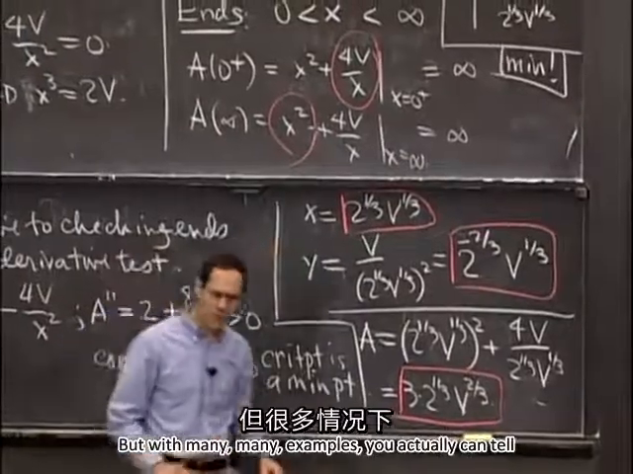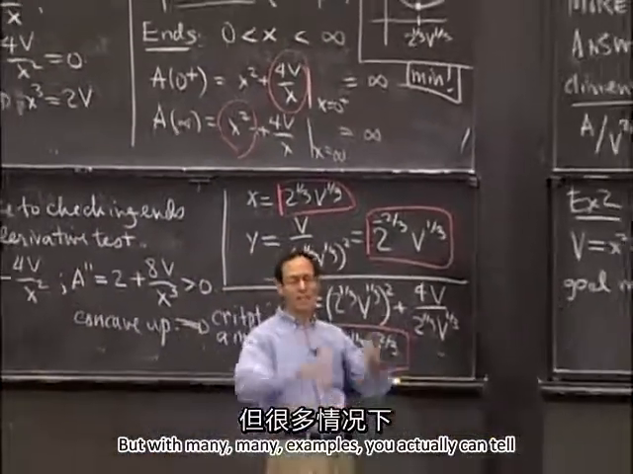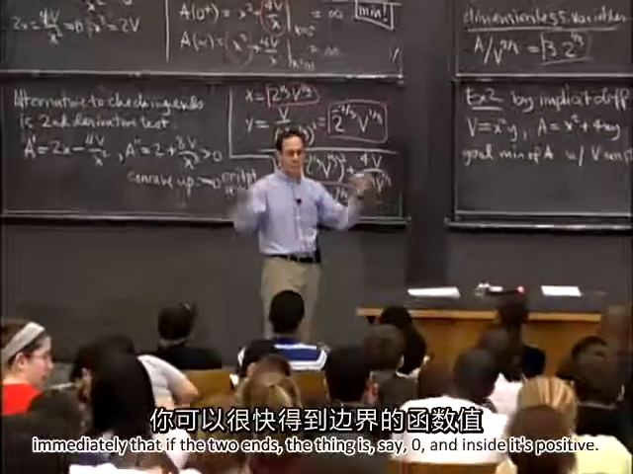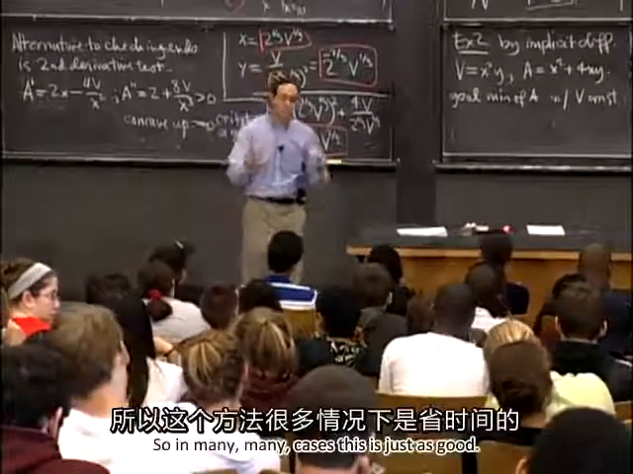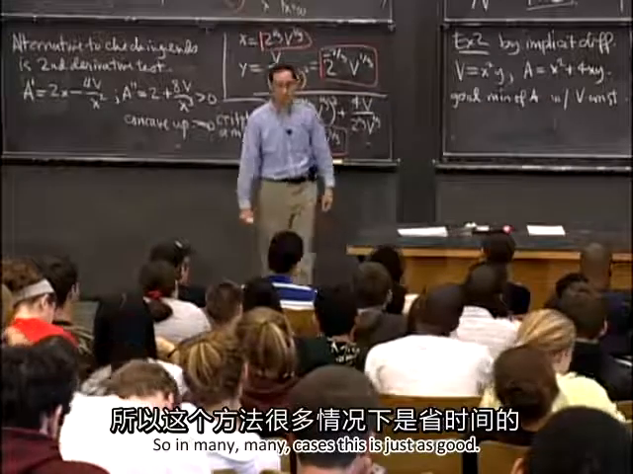But with many, many examples, you actually can tell immediately that at the two ends the thing is say 0, and inside it's positive, things like that. So in many, many cases, this is just as good. All right?